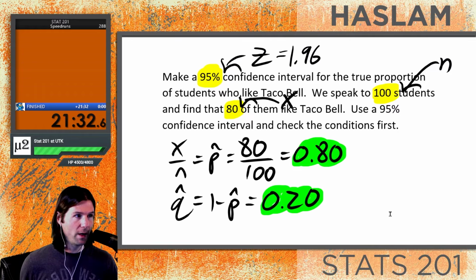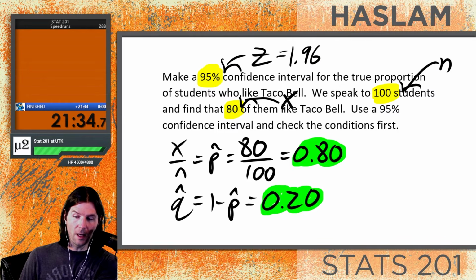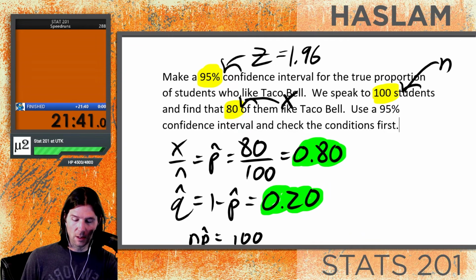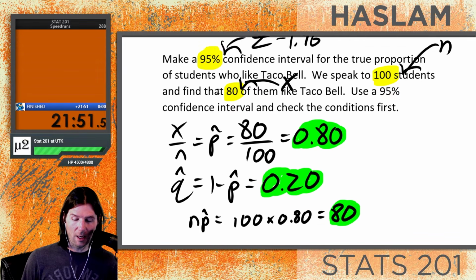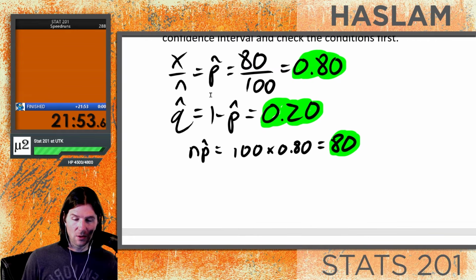And we do, because you'll notice here that the amount of successes we have is going to be n p hat, which is going to be 100 times 0.80. And interestingly enough, this is x. So we actually have at least 10 successes. And then the amount of failures we have is going to be n q hat. So let's go ahead and put n q hat in here, which is just going to be the other side of it. It's how many people did not like Taco Bell.